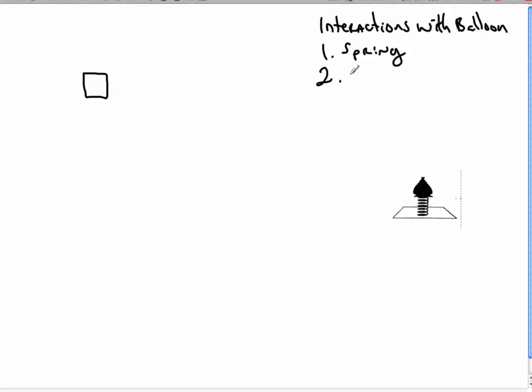And now what I want to do is represent all of the interactions, all the forces, with the balloon. Actually, let's list them first. Here are interactions with the balloon. One thing that's interacting with the balloon is the spring. That's pretty obvious because they're touching there. A second thing that's interacting with the balloon is actually the earth. And we give a special name to that interaction. We call that gravity. But the object that's interacting with the balloon is the earth.